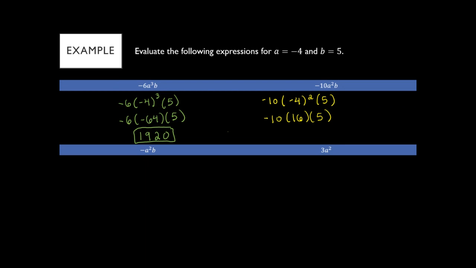And we're going to get a negative answer out here because we have one negative sign. So I'm going to, again, this is all multiplication, so I can do it all at once on my calculator. -10 times 16 times 5. Get -800.